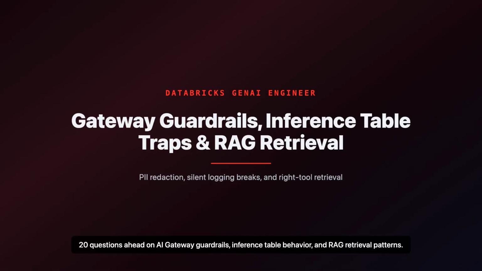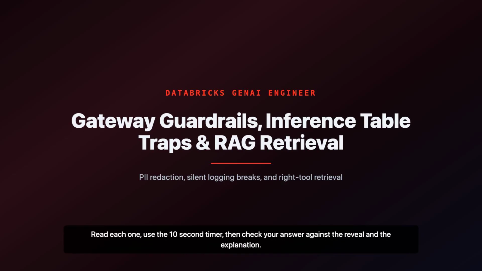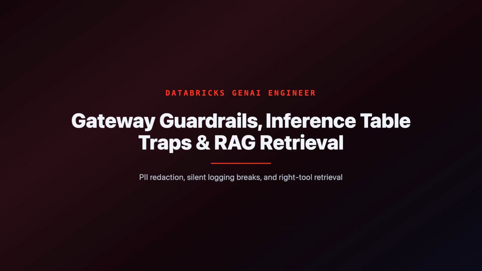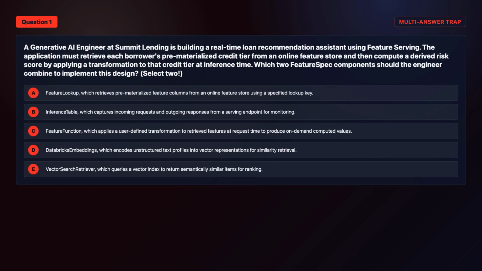20 questions ahead on AI Gateway Guardrails, Inference Table Behavior, and RAG Retrieval Patterns. Read each one. Use the 10-second timer, then check your answer against the reveal and the explanation. Take notes if it helps. Okay, question 1. Do not stop at the first match.